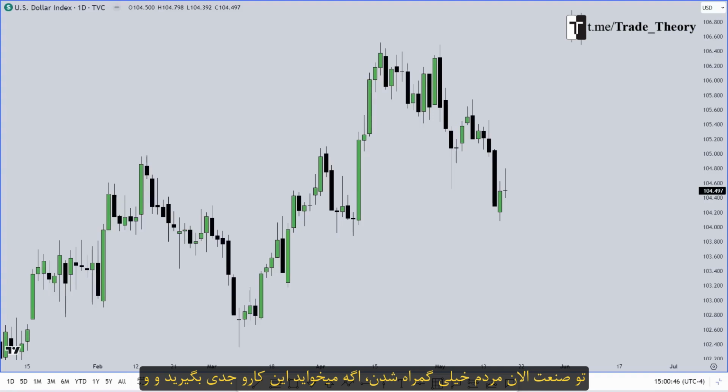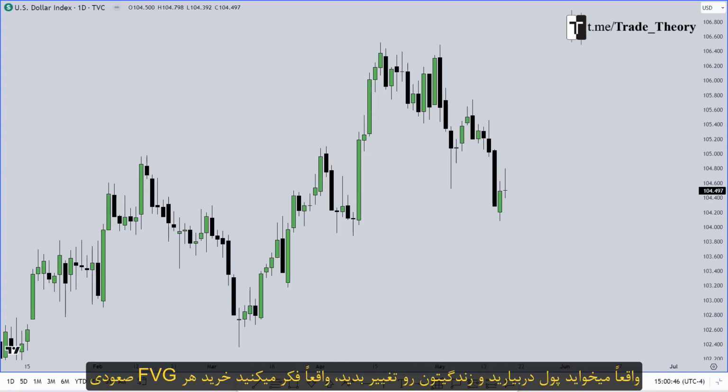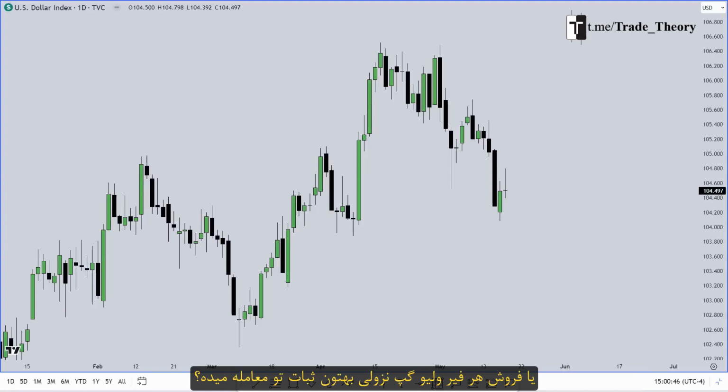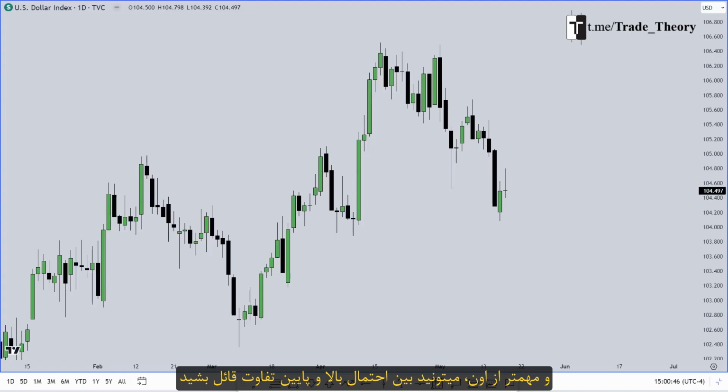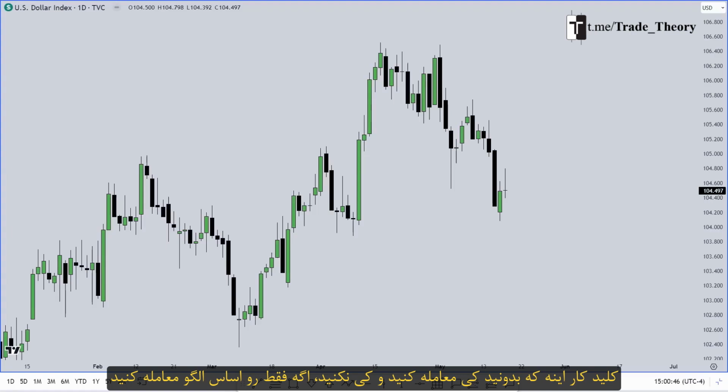If you want to take this seriously, and you genuinely want to make money and change your life, do you honestly think that buying any bullish fair value gap or selling any bearish fair value gap is going to give you consistency in your trading? Because if you are just relying on simple, easy patterns, you may as well just trade with indicators. In my opinion, there's not a lot of difference. The beauty about ICT concepts is that it gives you framework. And more importantly, you're able to distinguish between high probability and low probability setups. And that's the key, is knowing when to trade and when not to trade.